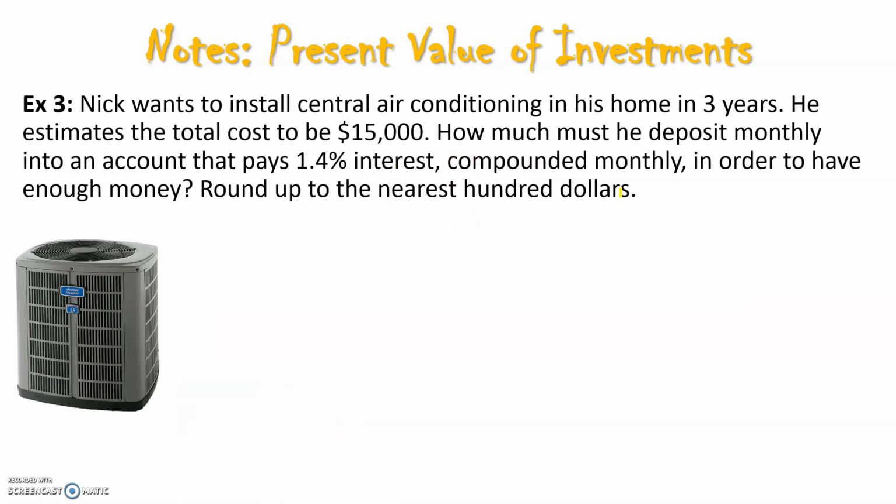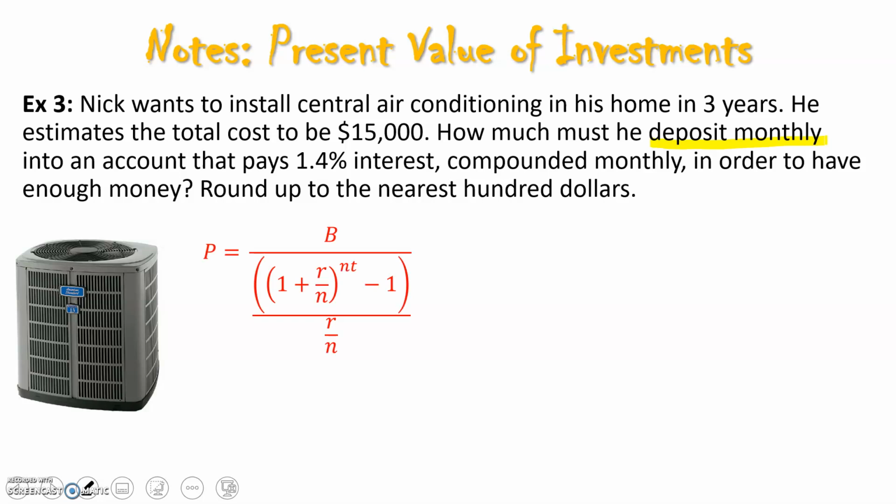Example 3. Nick wants to install central air conditioning in his home in 3 years. He estimates that the total cost will be $15,000. How much must he deposit monthly into an account that pays 1.4% interest compounded monthly in order to have enough money? Round up to the nearest $100. Now do note that Nick is depositing money monthly. Because he is putting in a specific amount every month, we know that this is periodic. So we'll be using this formula.